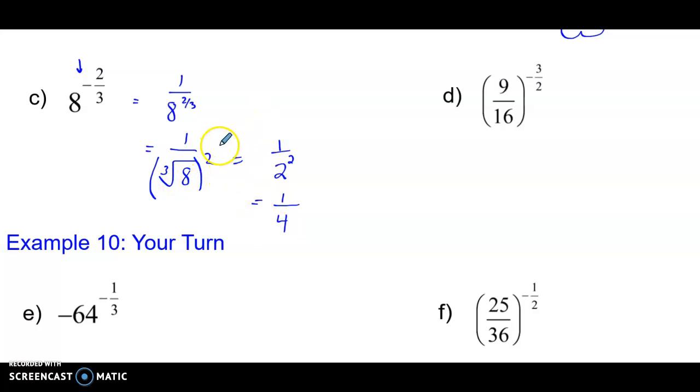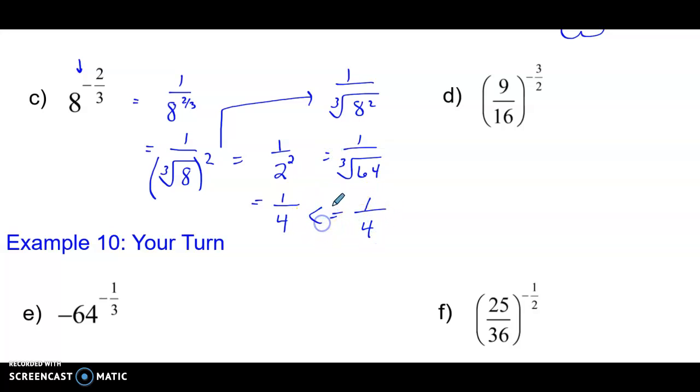Alternatively, you could have written this as 1 over the cube root of 8 squared. If you do the squared first, you'll get 1 over the cube root of 64. 8 squared is 64. Then the cube root of 64 is 4. So you end up with the same answer whether you cube root the 8 first or you square the 8 first.